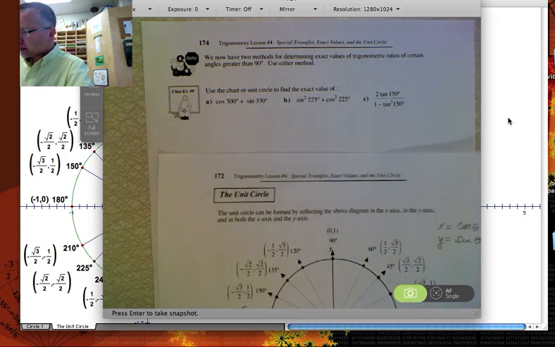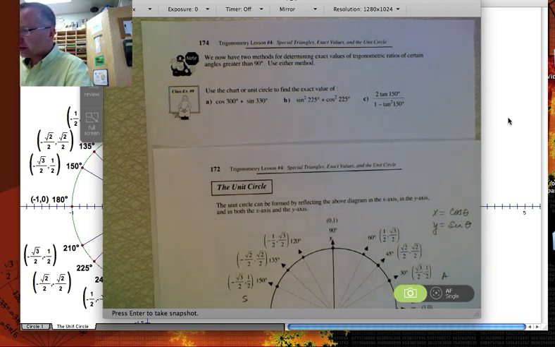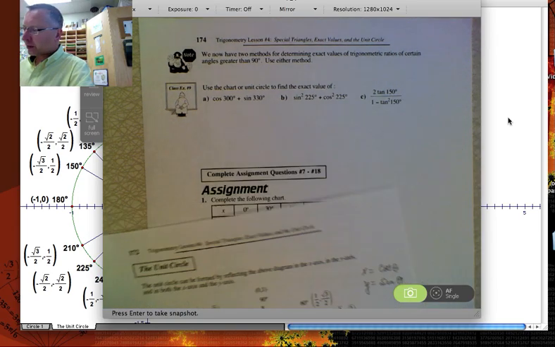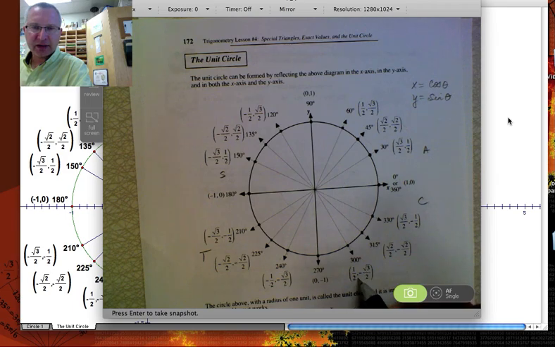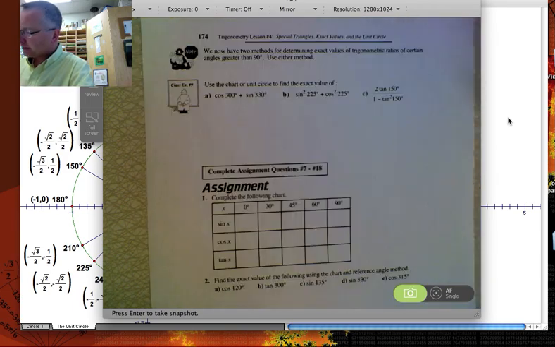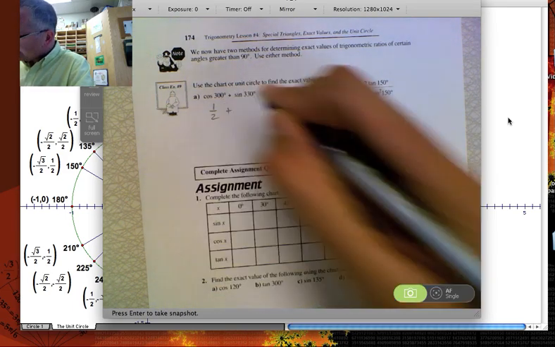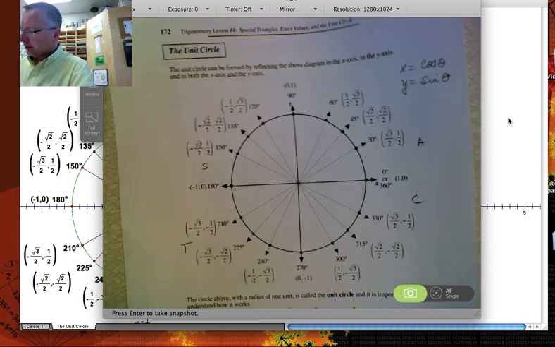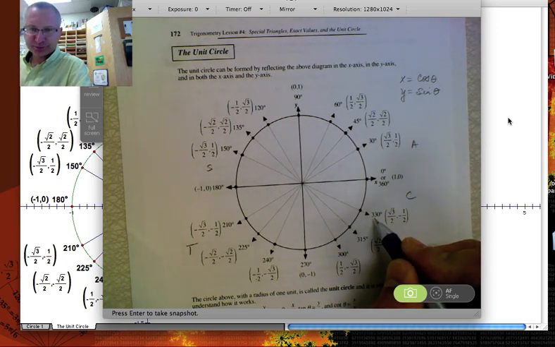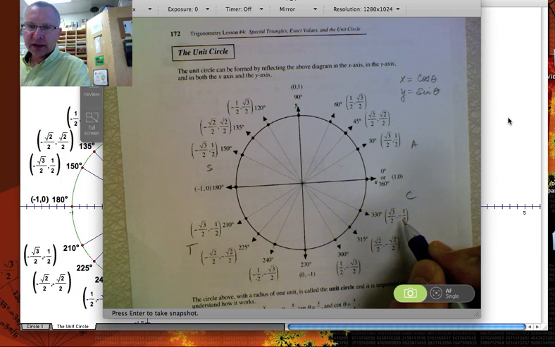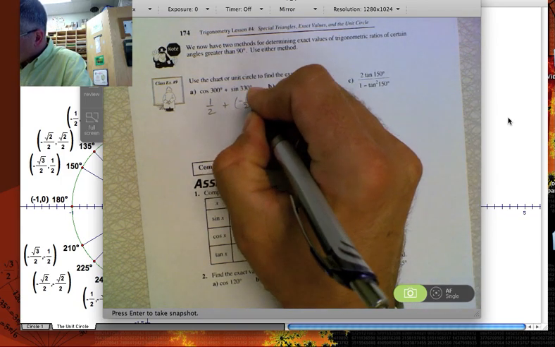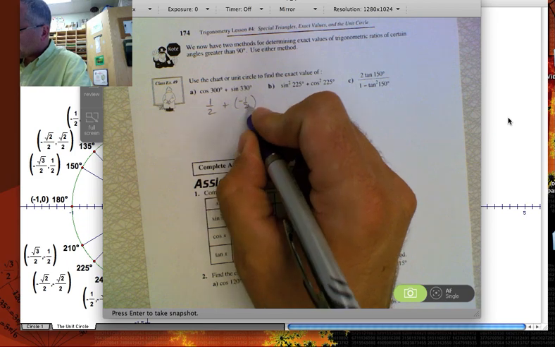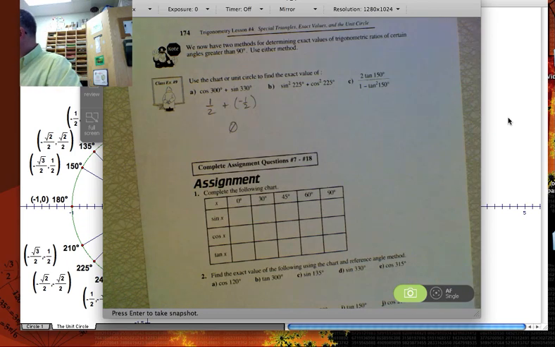The first question says take the cosine of 300 degrees and add the sine of 330. So the cosine of 300, if we go to 300, cosine's the x coordinate, so that's 1/2. The sine of 330, if we go to 330, sine of 330 is the y coordinate, which is -1/2. So 1/2 minus 1/2 gives us an answer of 0 here.